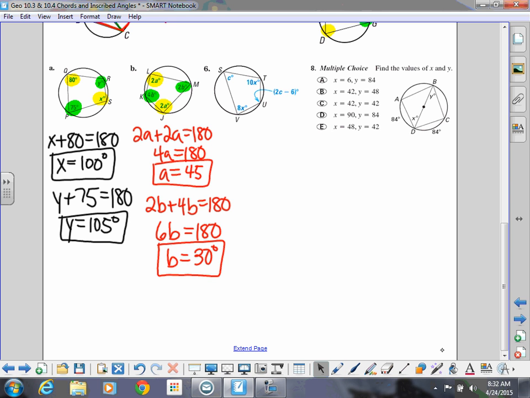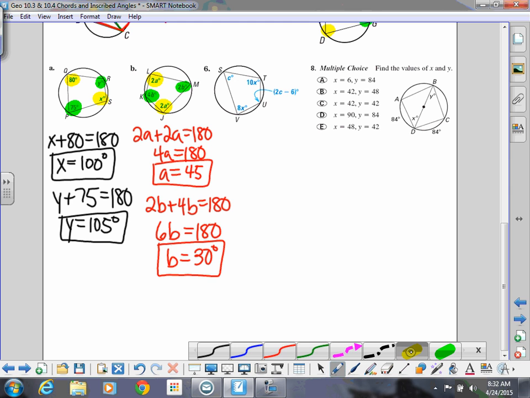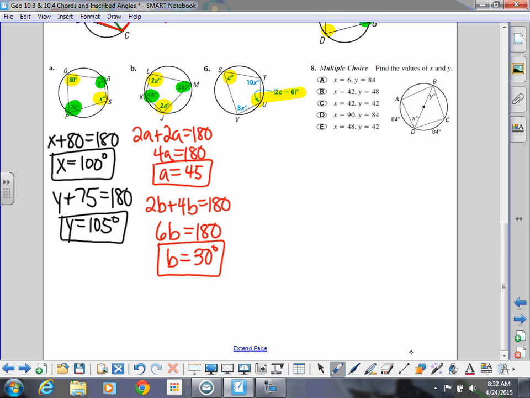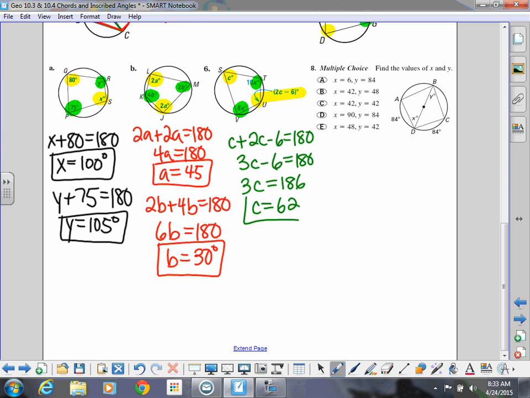All right, and then our last one, I'm going to have C is opposite of this angle, which is 2C minus 6. And then I have 10x is opposite of 8x. So let's do some equations. So I have C plus 2C minus 6 equal to 180. Combine my like terms and I get 3C minus 6 equals 180. I'm going to add 6 to the other side and get 186. And then divide by 3, and then that gives me 62. So C is equal to 62.